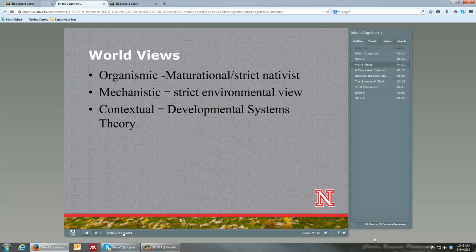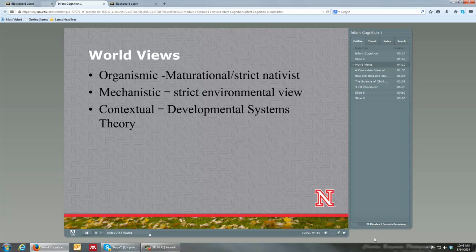The first one, an organismic worldview, really sees the child as being active and the environment as being passive. In other words, the environment or context the child is in just happens to be the place that they are. That children's development may be pre-programmed in a maturational point of view, or genetically programmed, as behavior geneticists believed. And actually even Piaget was an organismic theorist.